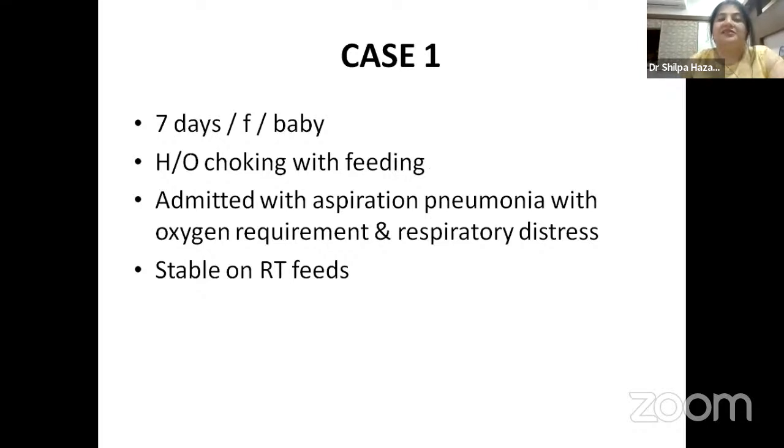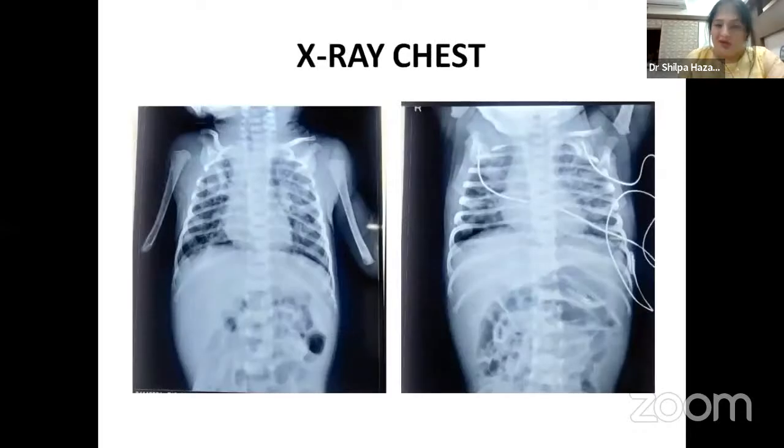So the first case is a 7-day-old female baby. There is a history of choking with feeding. The baby was admitted with aspiration pneumonia with oxygen requirement and significant respiratory distress, and the child was given all the necessary treatment for that, for which I will not go into detail, and this child was stable on RT feeds. These are the x-rays of that child.